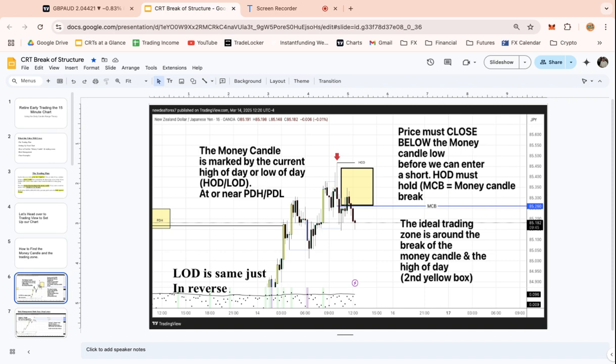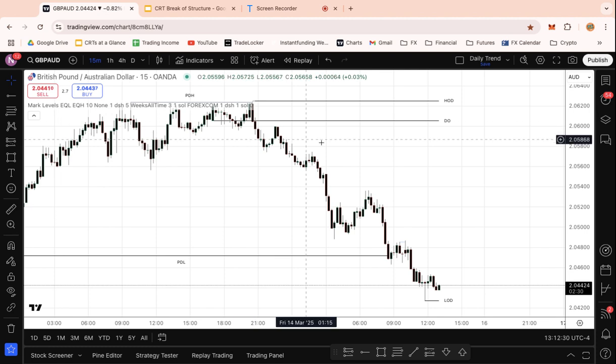Now, what is your trading range? Remember the sequence of events. Once you get your money candle, what you're looking for is price to close below the money candle. Once it does that, that's your signal that now you can start going short. Your trading range is going to be between the close of the money candle and the high of day in this example.